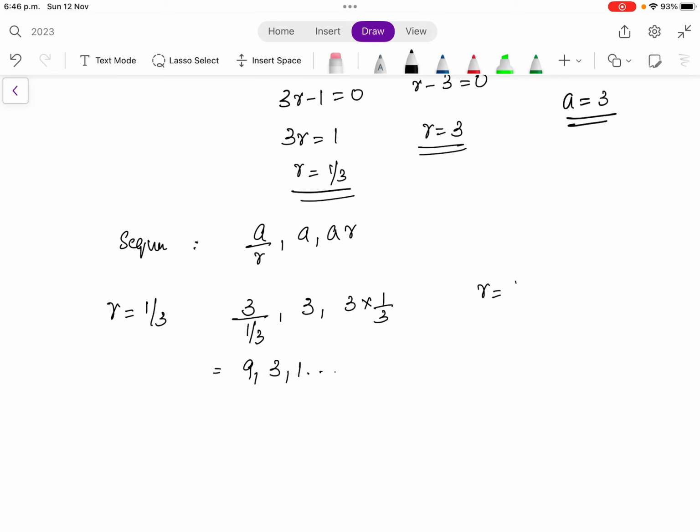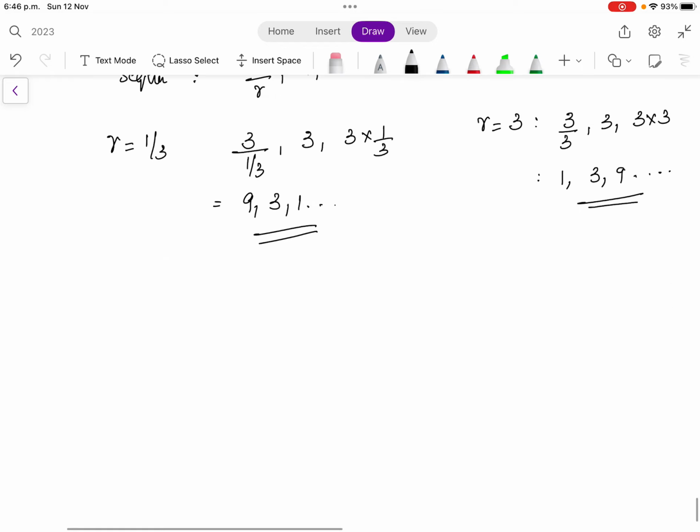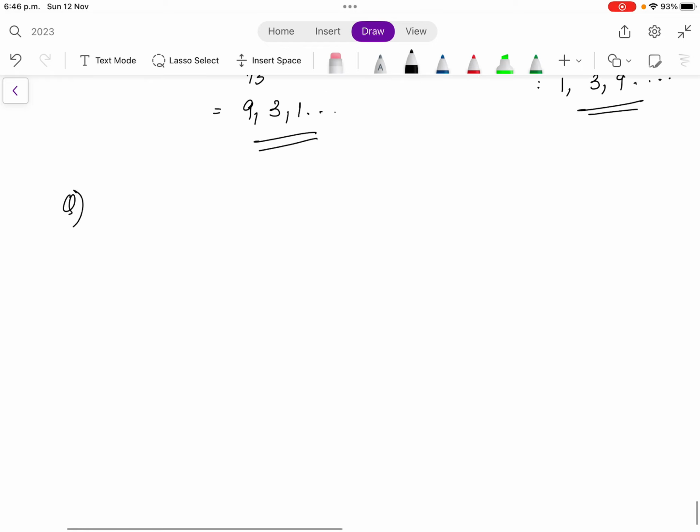For R is equal to 3, you can write it as 3 over 3, then 3, then 3 times 3. So that sequence will be 1, 3, 9, and it goes on like this. So these are the two sequences which follow this criteria. Okay, now let's work on one of the exponential ones.